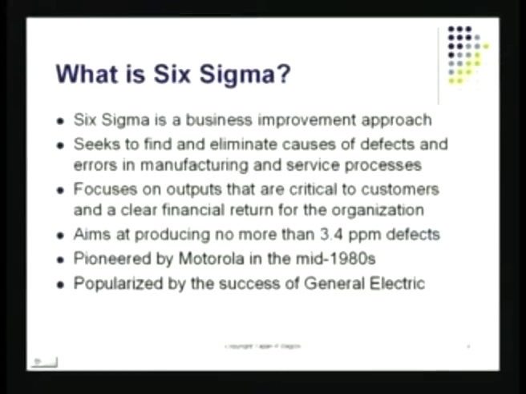What does Six Sigma really try to do? It tries to eliminate causes of defects and any errors that there might be in manufacturing and service processes. That's something Six Sigma tries to do. It focuses on the output and those particular outputs that are critical to customers. And also Six Sigma tries to look for a clear financial return for the organization that's delivering this. And as I already mentioned, the objective of Six Sigma is to reach a defect level that's only in parts per million.